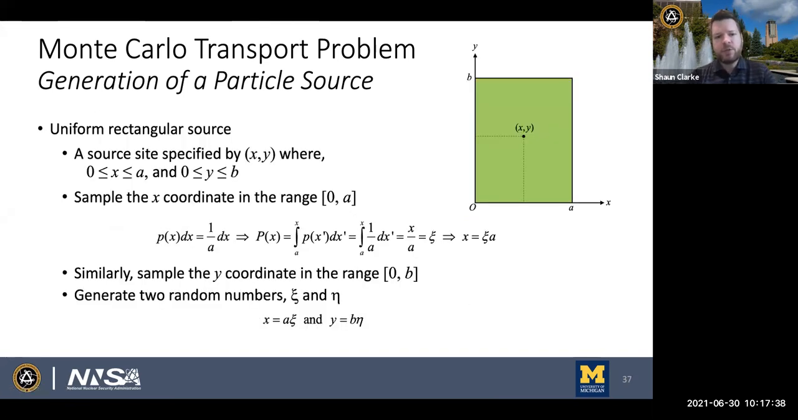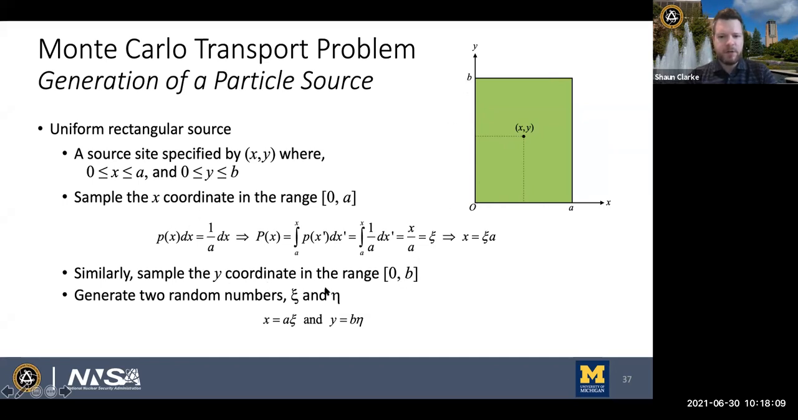You can also have a situation where the particle is born in area. So maybe you have a rectangular area source. In this case, this is exactly like the example we did yesterday of the hit or miss problem, where we want to sample uniformly positions inside of this green rectangle. In this case, our green rectangle goes from 0 to A in the X direction, 0 to B in the Y direction. So the sampling is quite trivial.